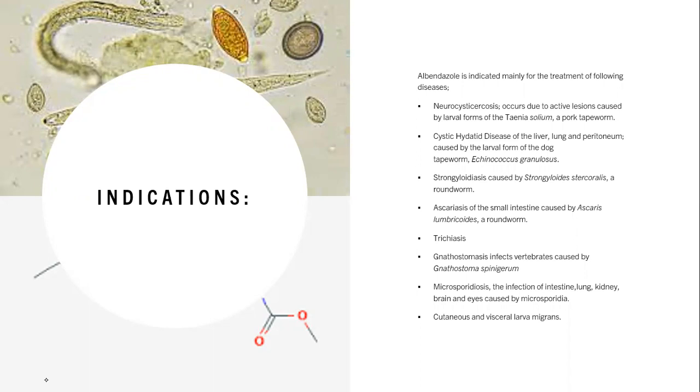Strongyloidiasis, that is caused by a roundworm; ascariasis of the small intestine, caused by Ascaris lumbricoides, that is also a roundworm; trichiasis, it is basically an eye disorder; gnathostomiasis, which infects vertebrates, caused by Gnathostoma spinigerum; microsporidiasis, it is an infection that infects the intestine, lung, kidney, brain, and eyes, caused by Microsporidia; and cutaneous and visceral larva migrans.